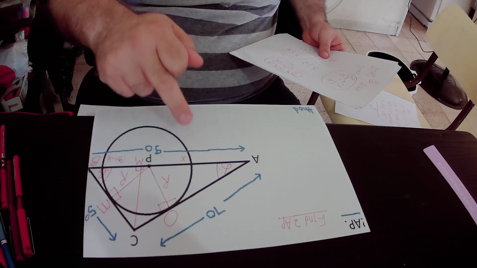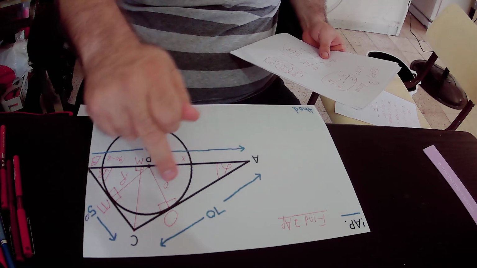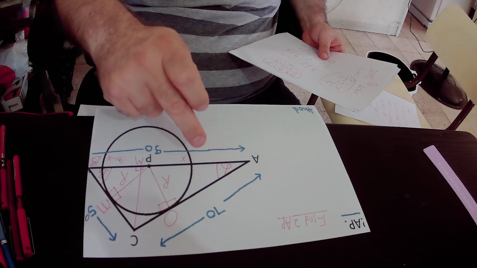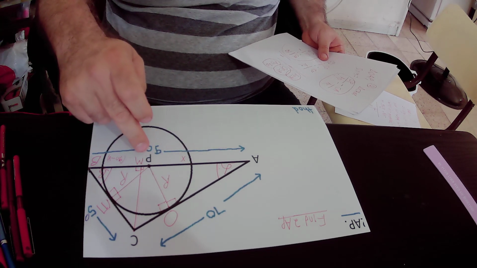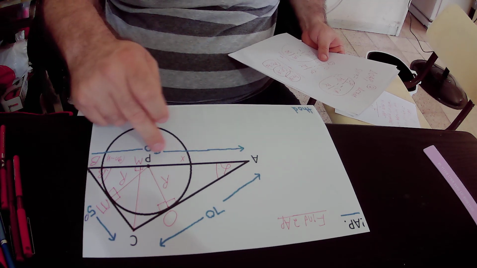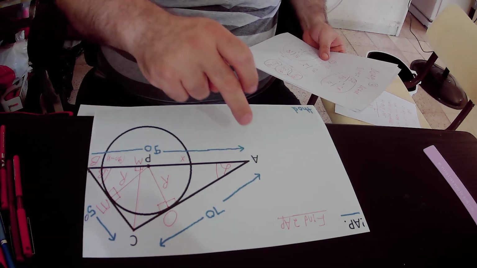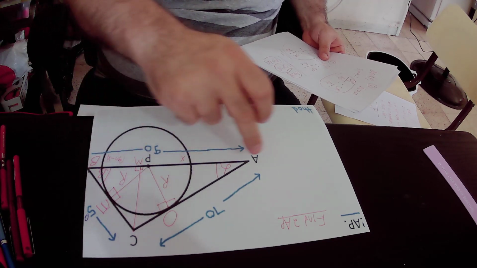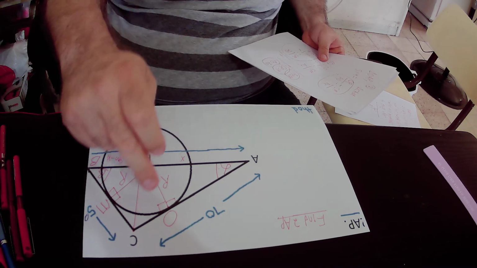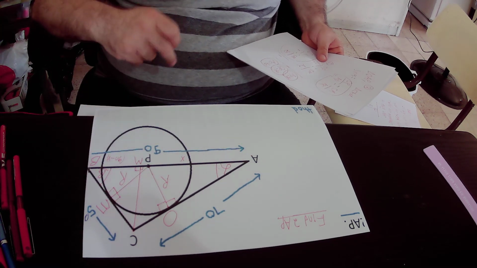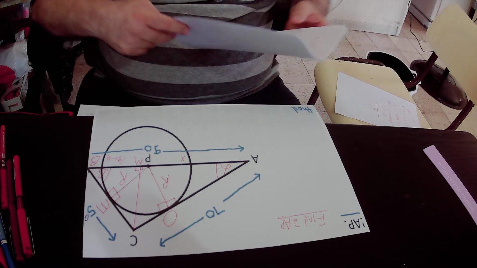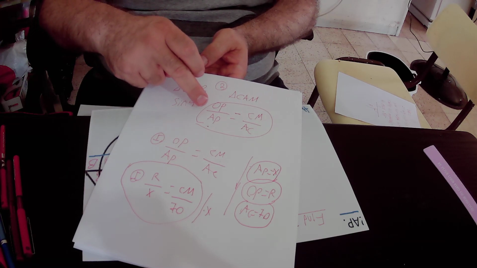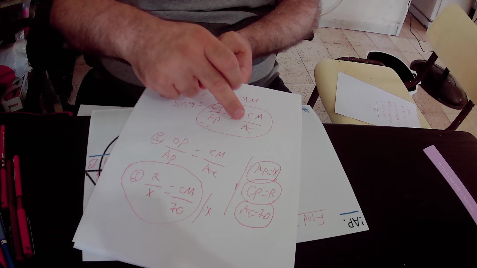So in the right triangle OAP, we know that sine alpha equals OP over AP, and in the right triangle CAM, it is the same: sine alpha equals CM over AC. Okay, so in total we got that sine alpha equals OP over AP, which equals CM over AC.